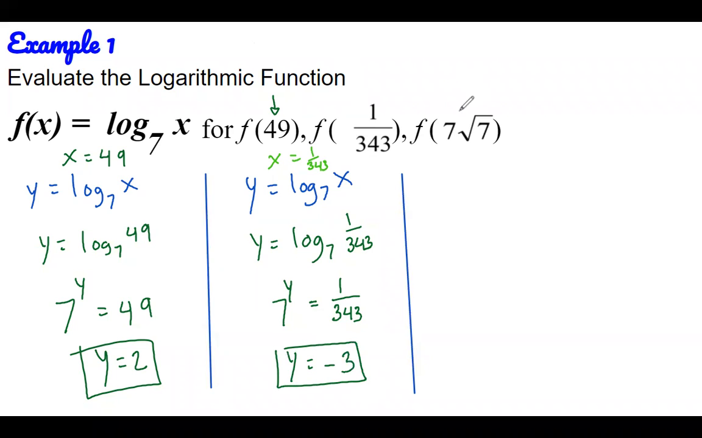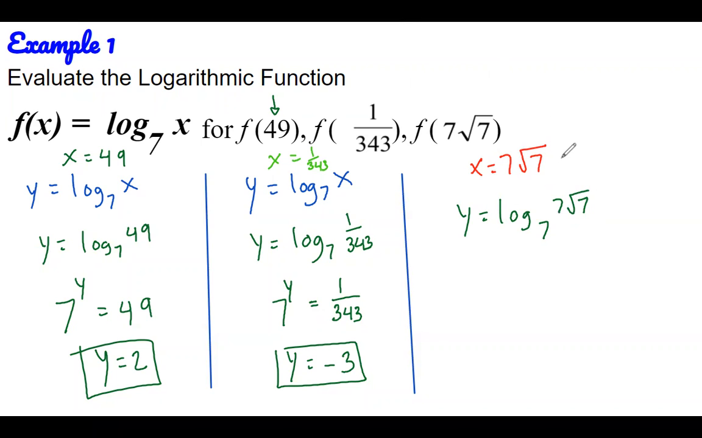This is the one that confused some of us, especially when we had radicals included here. So this one, I'm going to write x equals 7 square roots of 7, and I am substituting x into it. So I have y equals log base 7 of 7 square roots of 7. Now I'm going to rewrite my 7 square roots of 7 into exponent form. I don't want that radical.